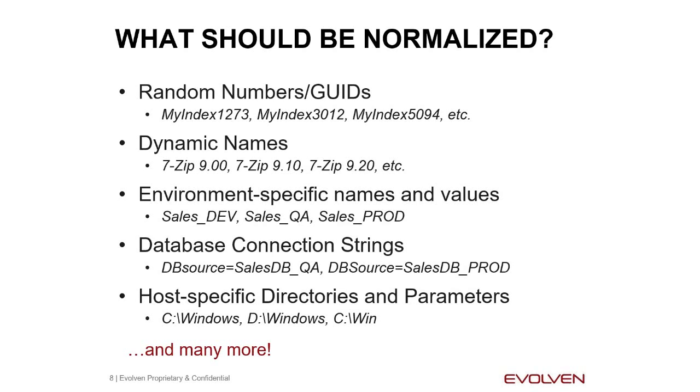And then finally, host-specific directories and parameters. This is one that I just covered in terms of the etc directory, but even the Windows directory as an example would be something that would be unique. And this is just a sampling, but it gives you some idea of when normalization comes into play.